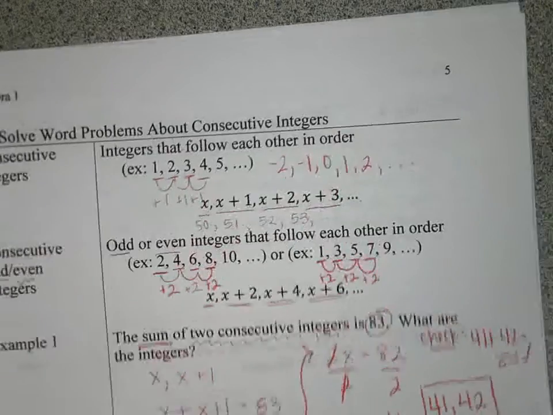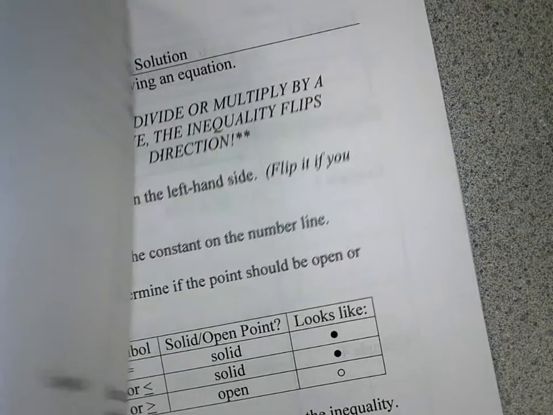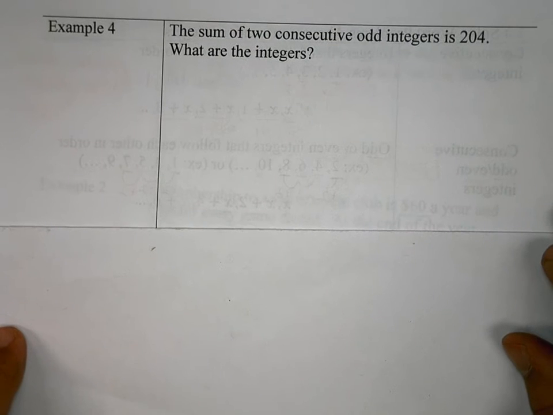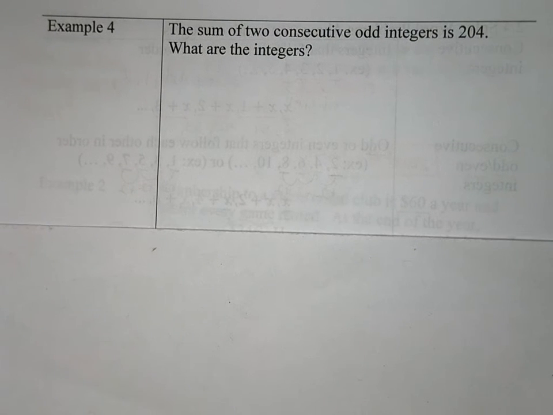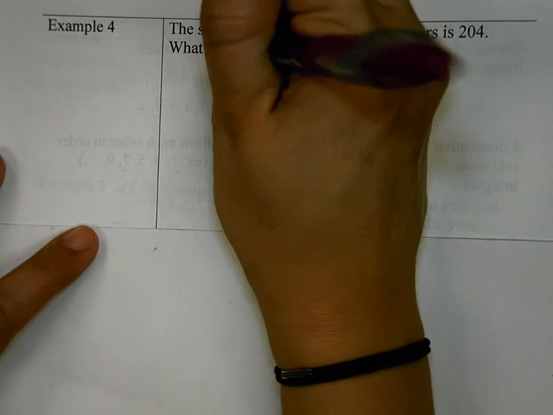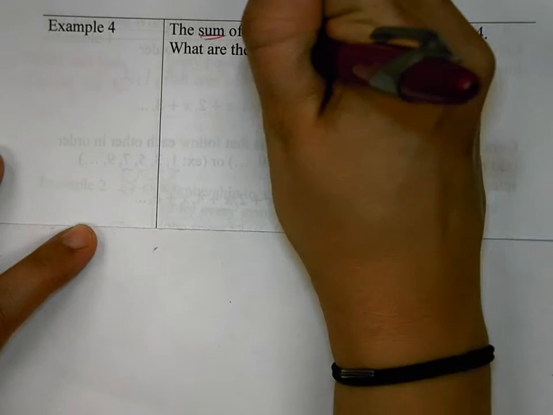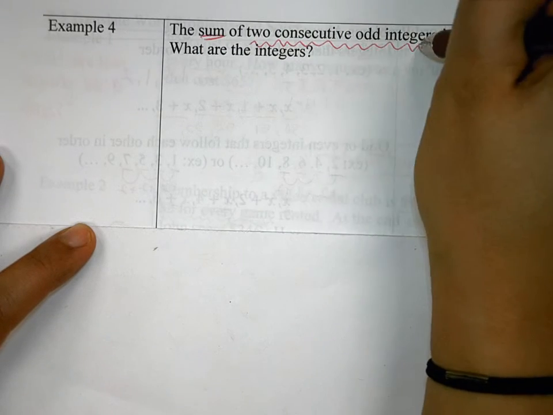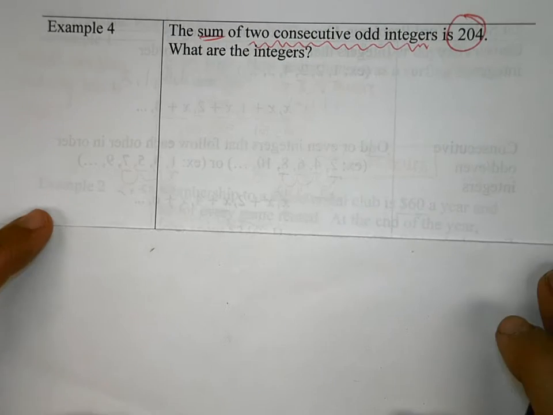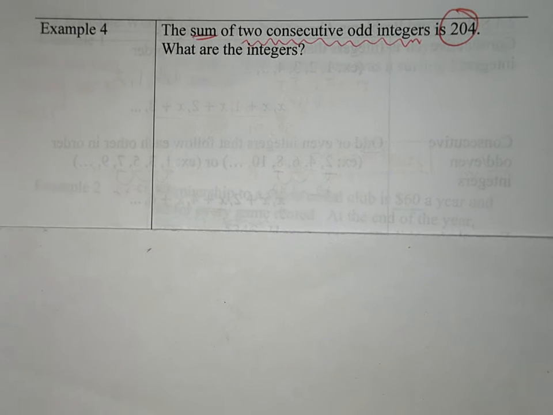Example 4. Example 4 says the sum of two consecutive odd integers is 204. What are the integers? Now the thing about odd and even integers is that the general form is the same.